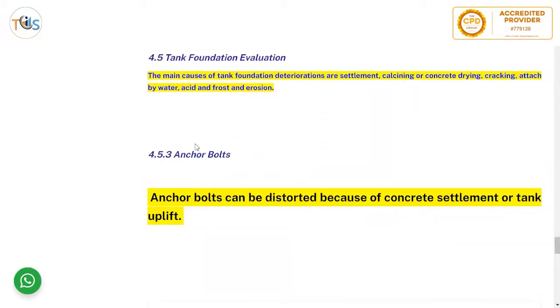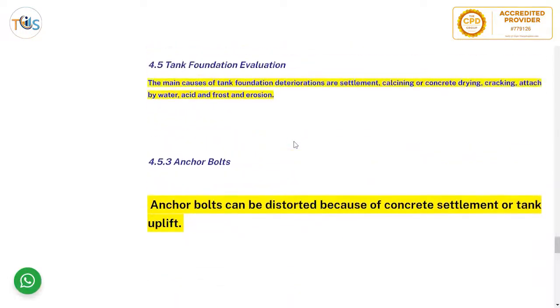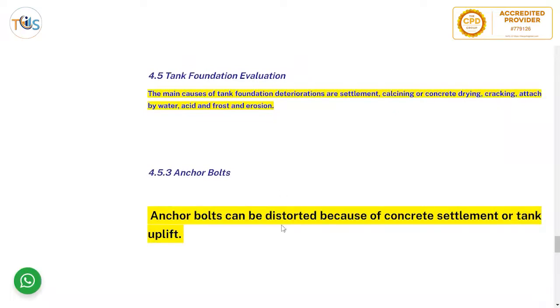Tank foundation evaluation. The main causes of tank foundation deterioration are settlements, concrete drying, which cracks, attack by water, acid, and frost, and erosion. So these are the main causes for the tank foundation, which is normally concrete. Anchor bolts can be distorted because of concrete settlement or tank uplift.